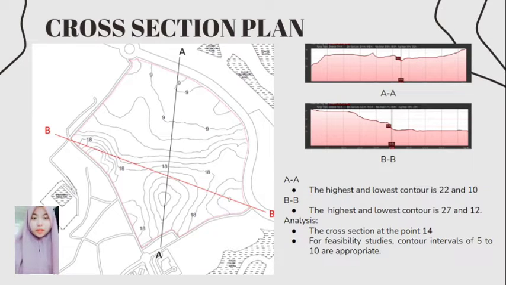The cross section has 2 lines, A to A, B to B. So in the black line, A to A, the highest and the lowest contour is 22 and 10. B to B in the red line, the highest and the lowest contour is 27 and 12. So in the analysis of the cross section at the point 40 for feasibility study, contour interval of 5 to 10 are appropriate.